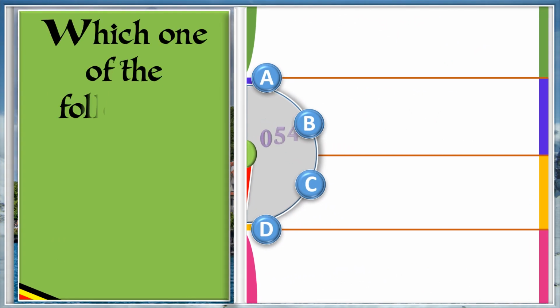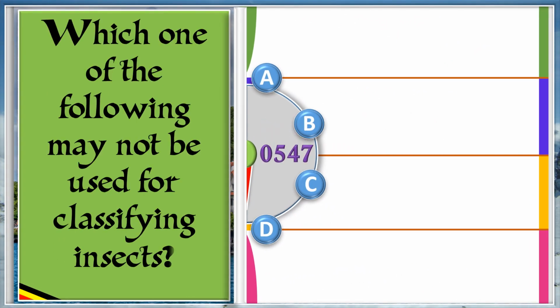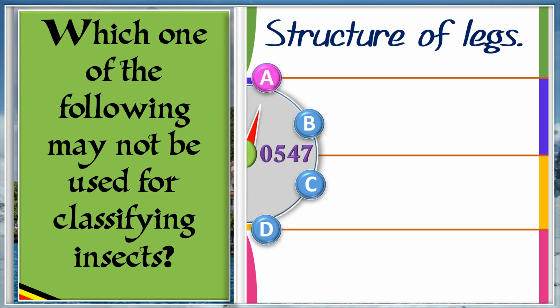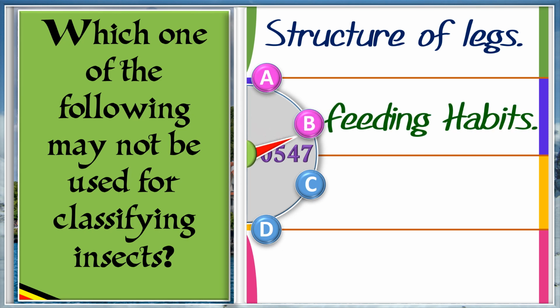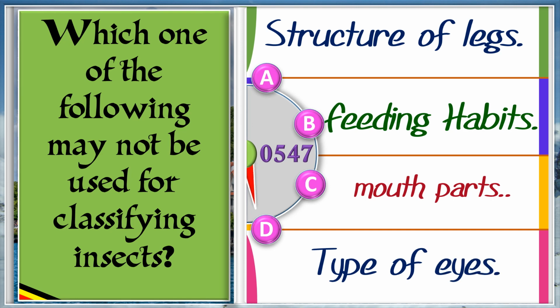Which one of the following may not be used for classifying insects? A. Structure of legs. B. Feeding habits. C. Mouth parts. D. Types of eyes. And the answer is B. Feeding habits.